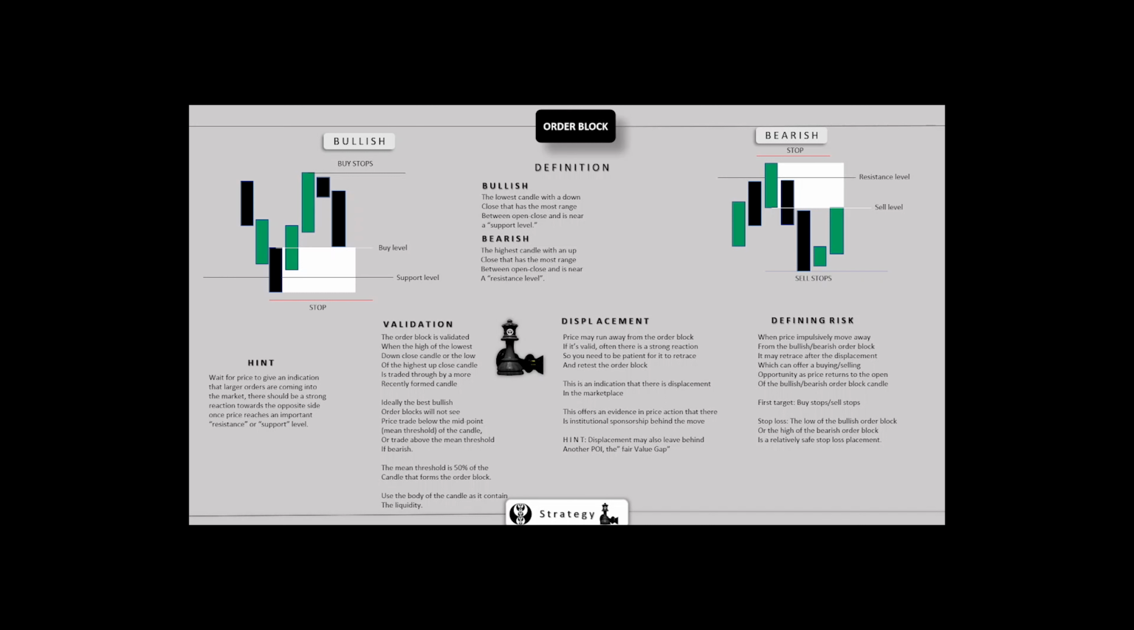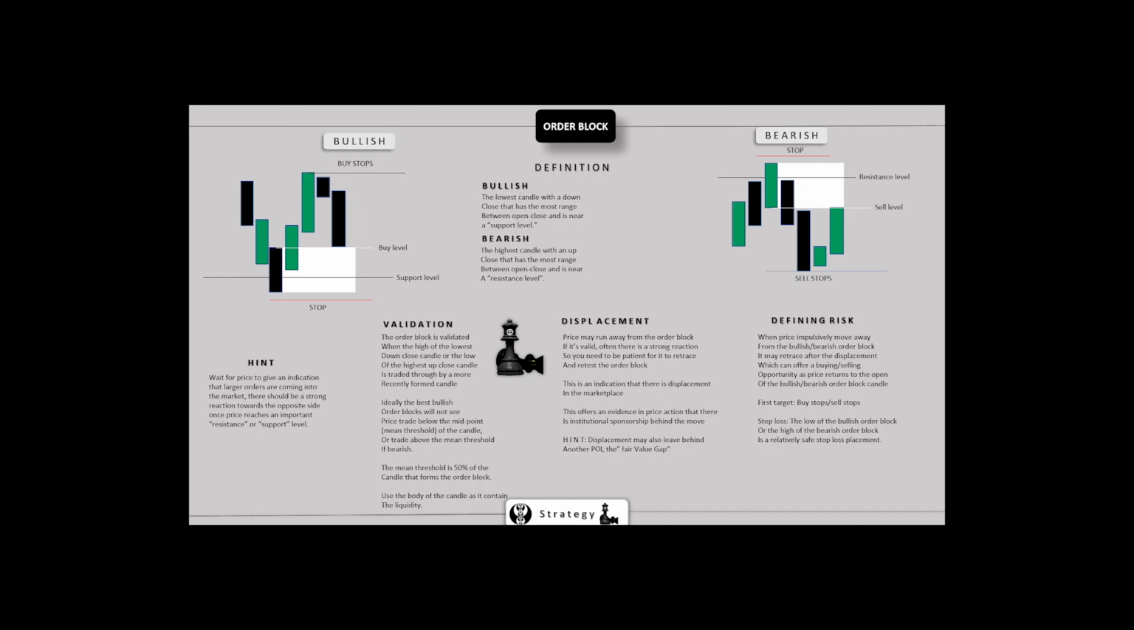Order blocks. What are order blocks? We have a bullish order block and we have a bearish order block. A bullish order block is the lowest candle with a down close that has the most range between open and close and is near a support level. And a bearish order block is the highest candle with an up close that has the most range between open and close and is near a resistance level.